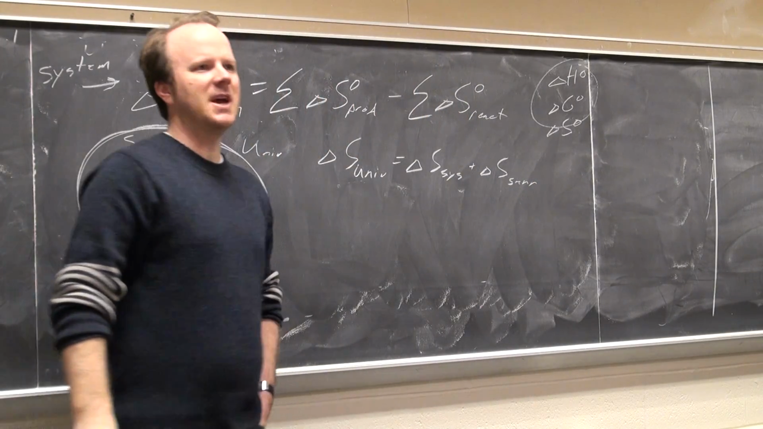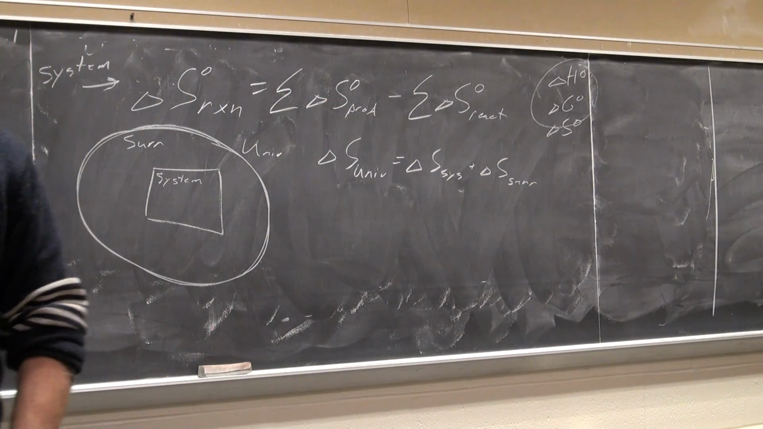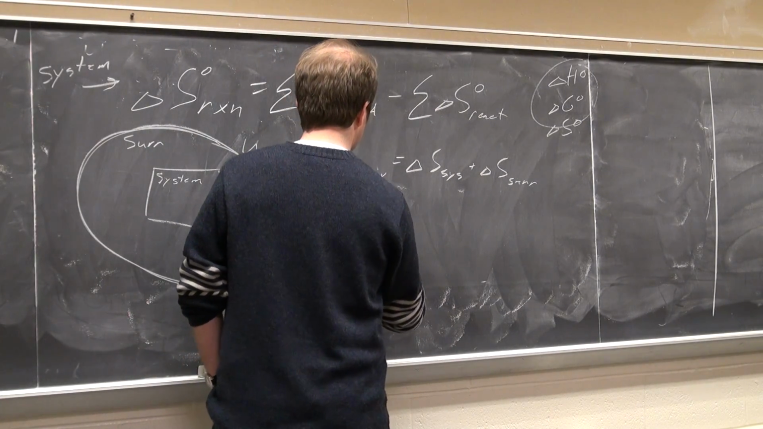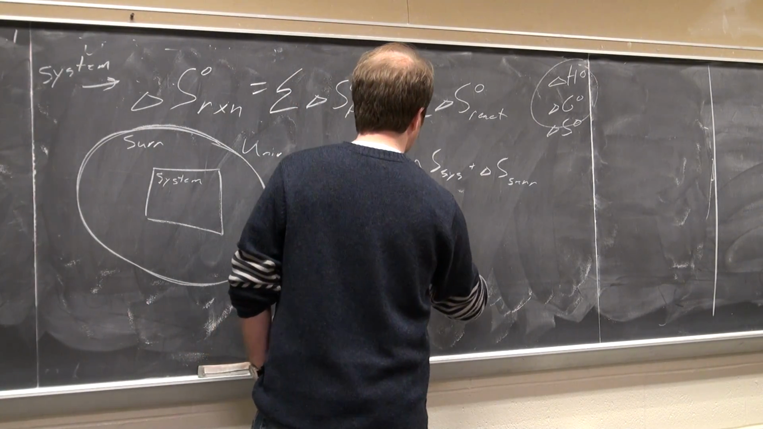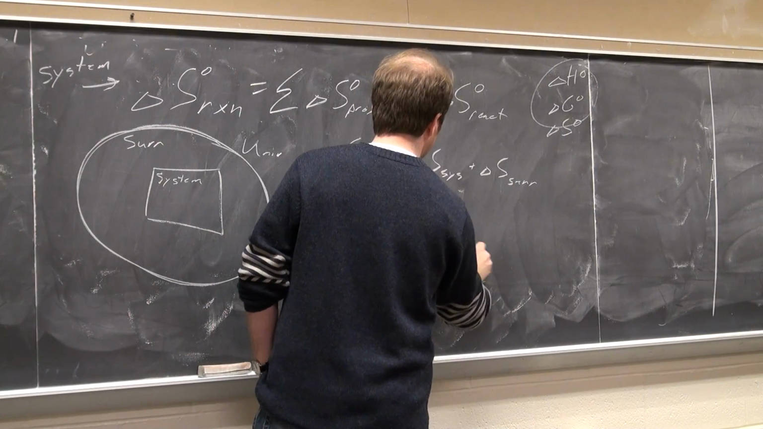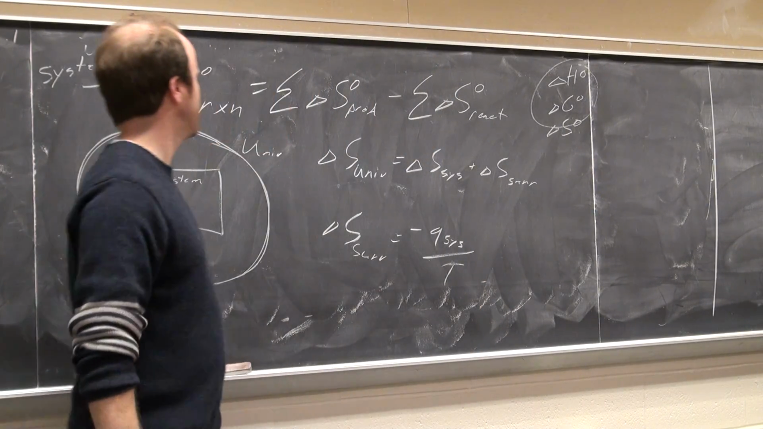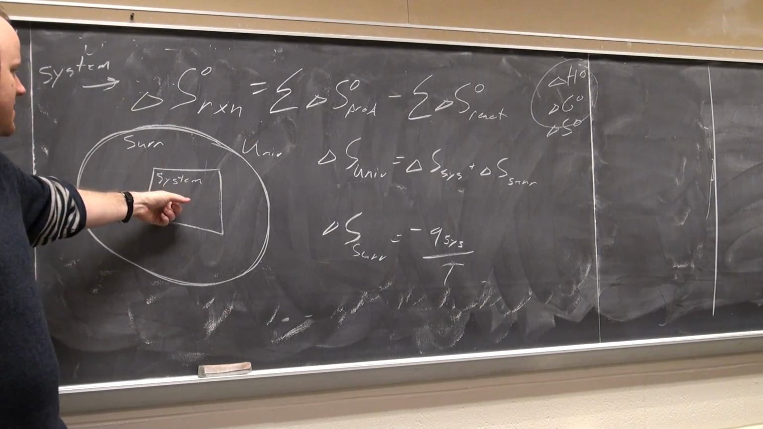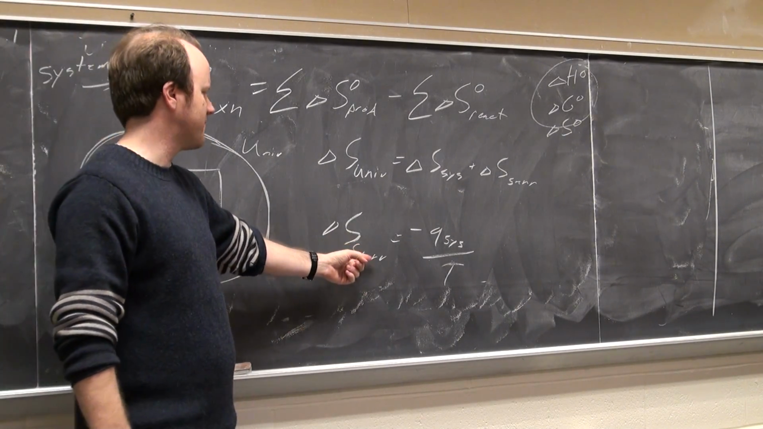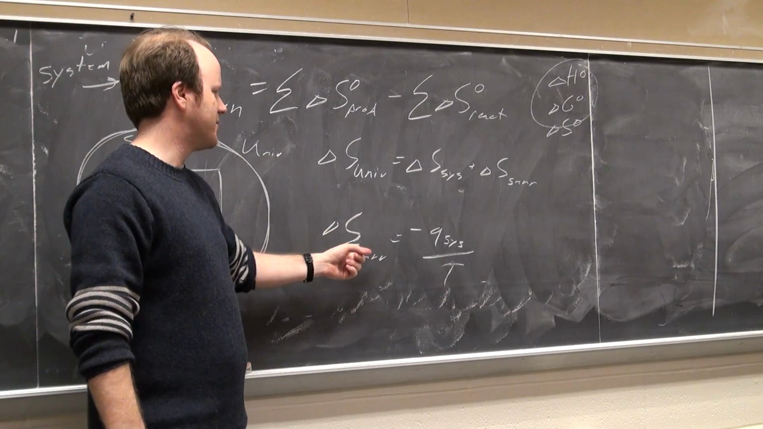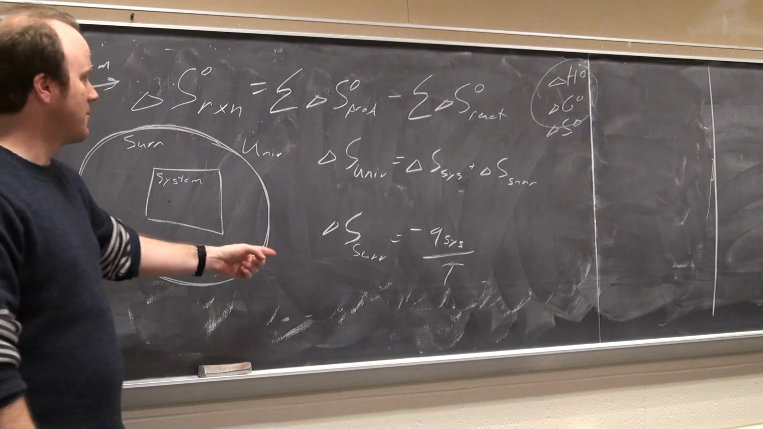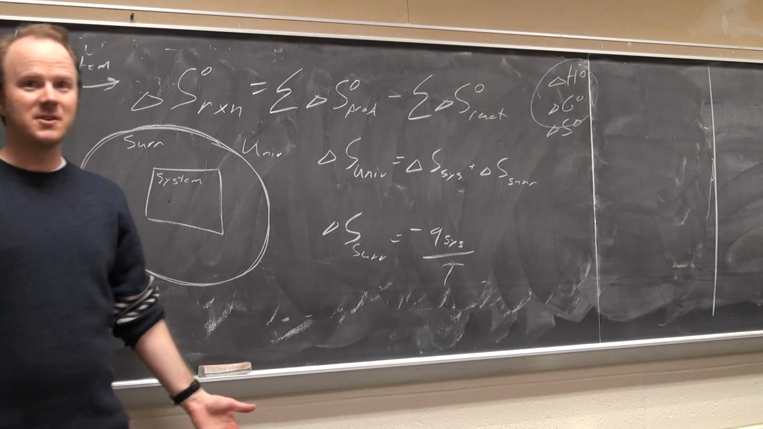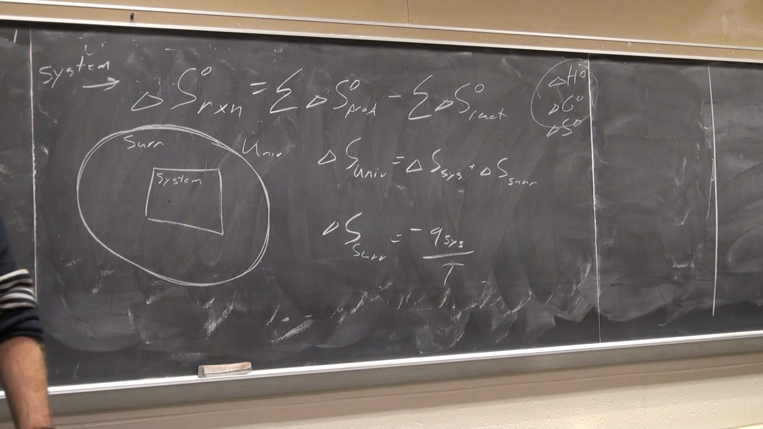What's the only equation we have to calculate the delta S of the surroundings? It's negative Q system over T. So we have an equation for the entropy of the reaction or the system. We have an equation for the entropy of the surroundings. We have an equation for the delta S of the universe. We're all set. Those are the only 3 entropy equations there are.